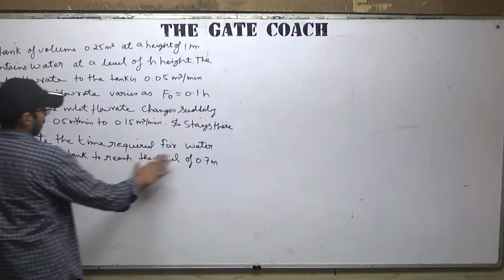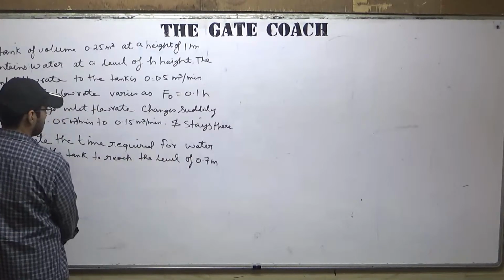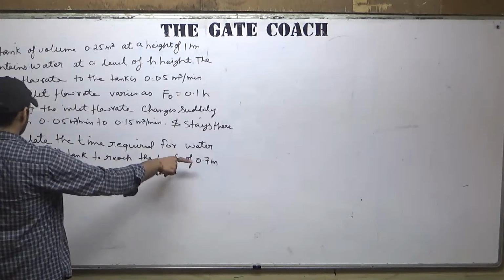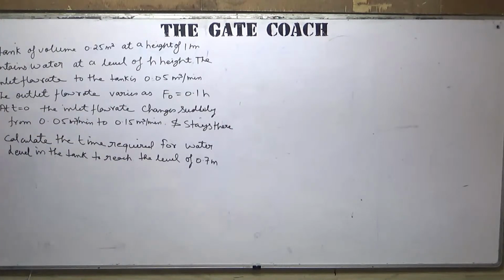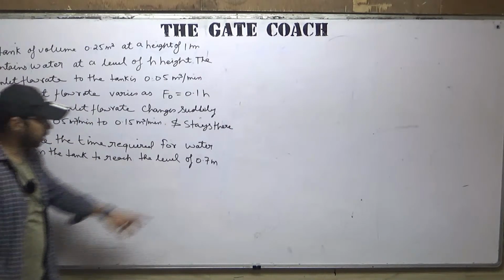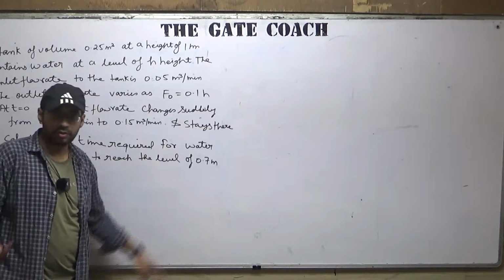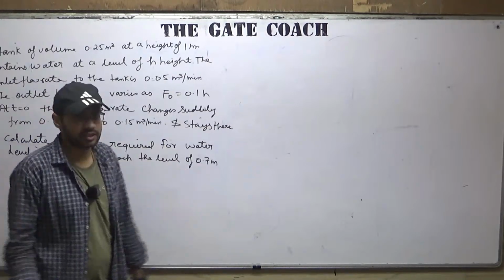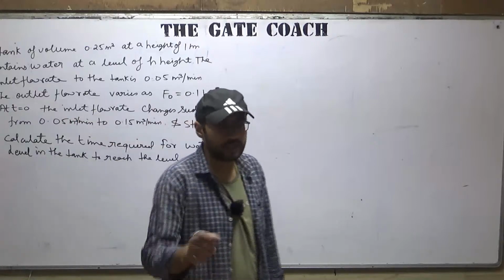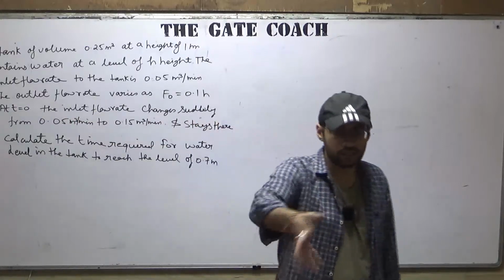Calculate the time required for the water level in the tank to reach the level of 0.7 meter. So this is the final state of height, but we don't know the initial state. This is the final state, no? But we don't know the initial state because it is not given to us. You need to calculate the initial state, and that is your hint for this question.